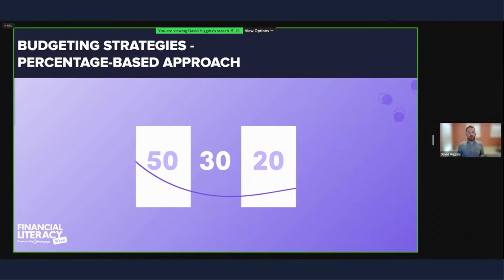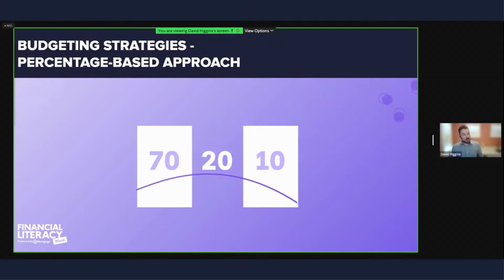First one's called the 50-30-20 strategy. So simply, this would mean that you allocate 50% of your income towards essential expenses. Simple. 30% of your income would go towards non-essential expenses, and then finally 20% would go towards debt repayments, investments, savings, those types of things.